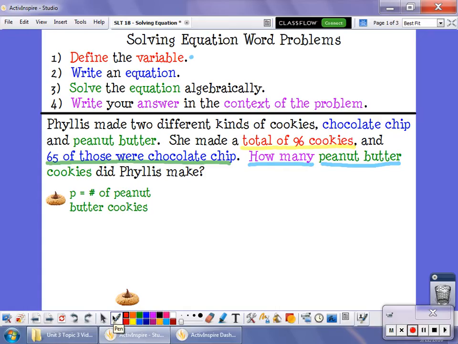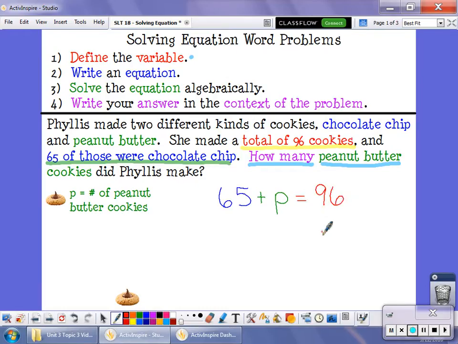My next step is to write an equation. So I'm going to think about what I know. I know she made 2 kinds of cookies. I know she made chocolate chip, and she made 65 chocolate chip cookies. I know she made some peanut butter cookies, and she had a total of 96 cookies. So when I write my equation, I'm going to think, okay, she made 65 chocolate chip cookies, and I'm going to do addition, she made some peanut butter cookies, but I don't know how many, so I'm going to list that as a P. And together, the chocolate chip cookies and the peanut butter cookies made 96 cookies total.